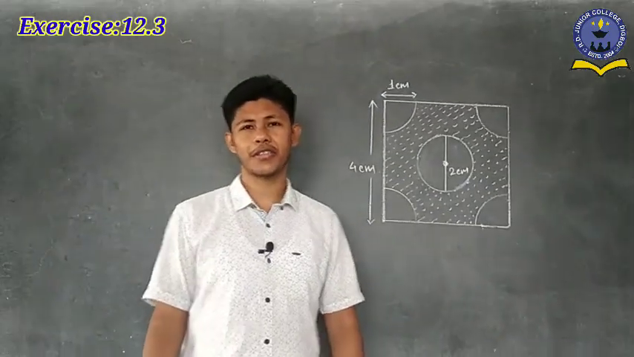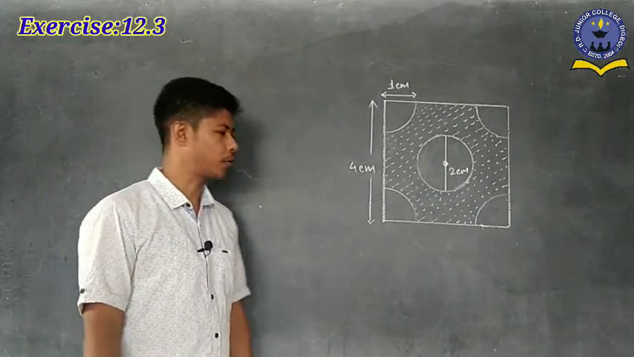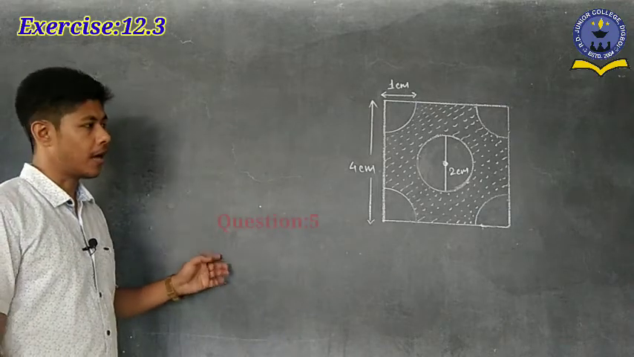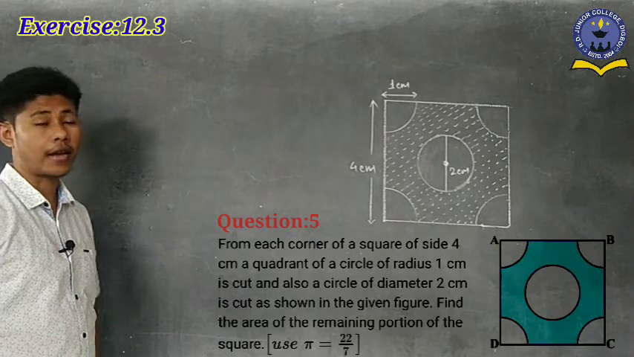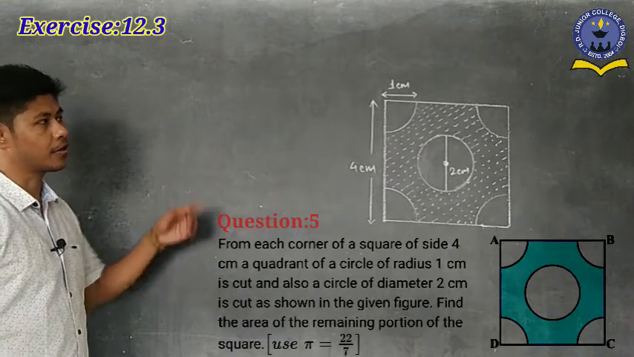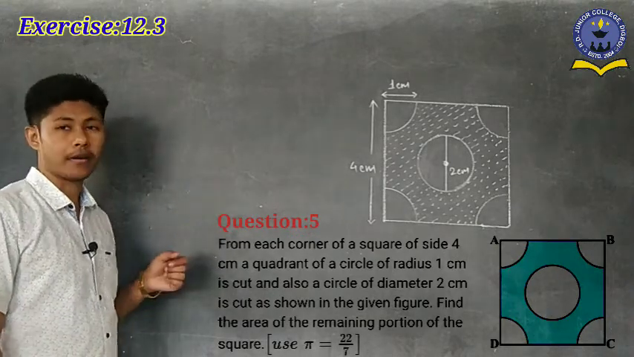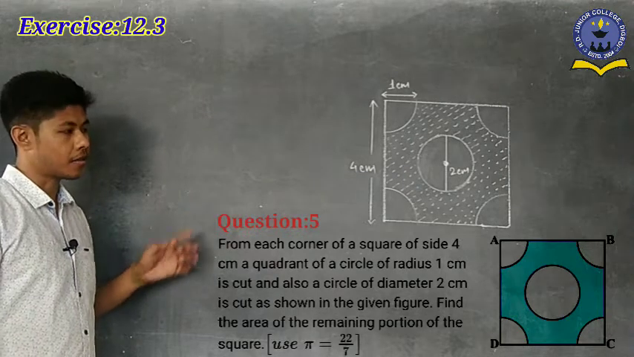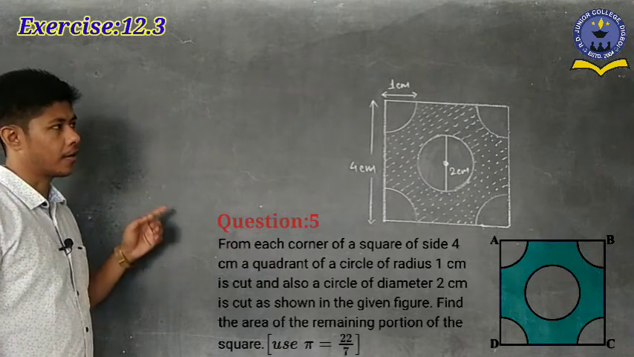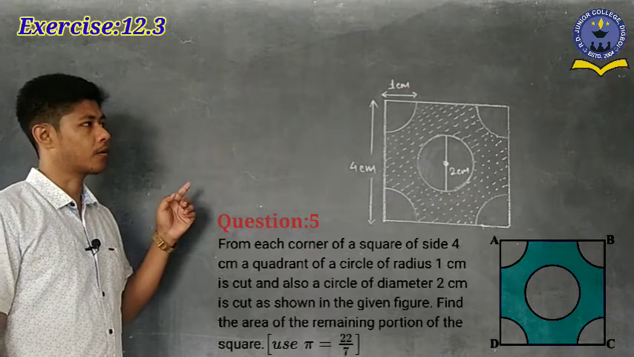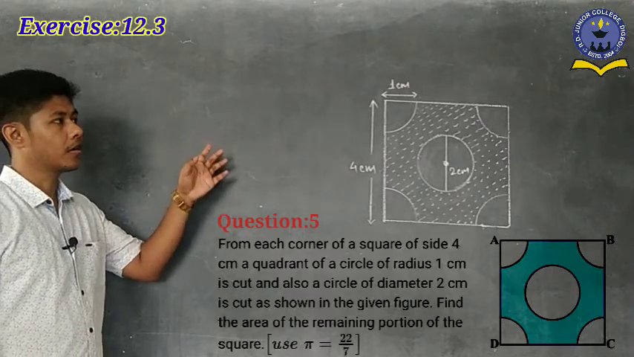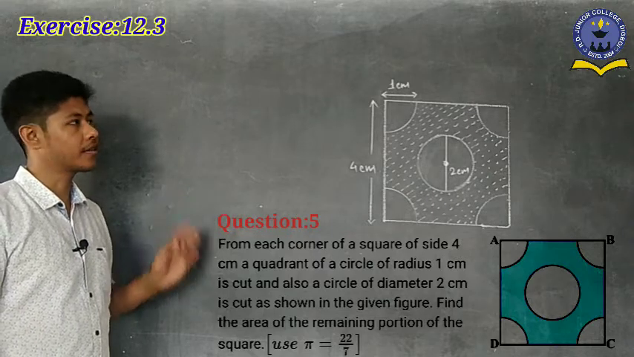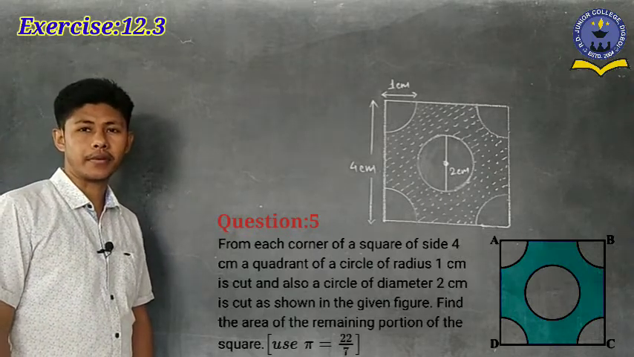Now the next question is question number 5, and the question is given here if you see. In this question the diagram is also given, with some measurements. Is it clear? Some measurements are given here, and first of all what is given? The quadrant. If you see the corners here, at each and every corner there are quadrants, and the radius is given as 1 centimeter.